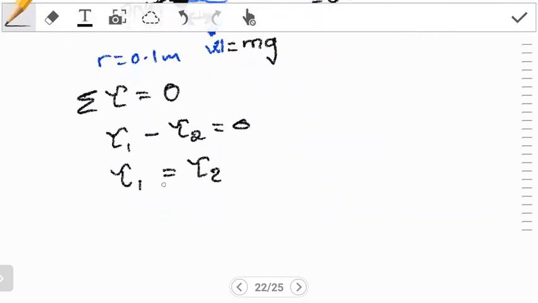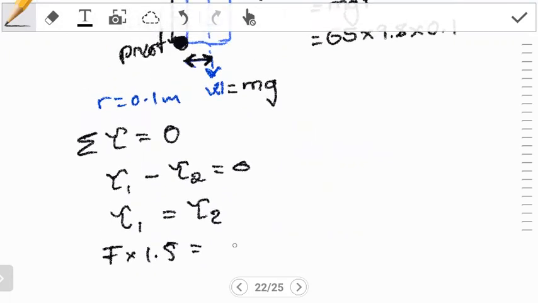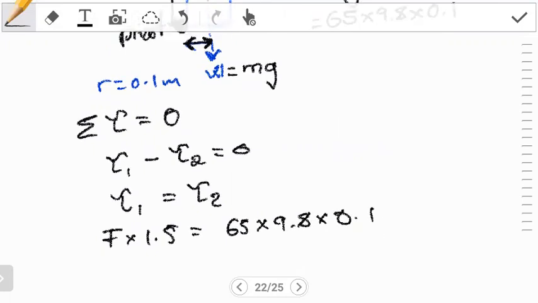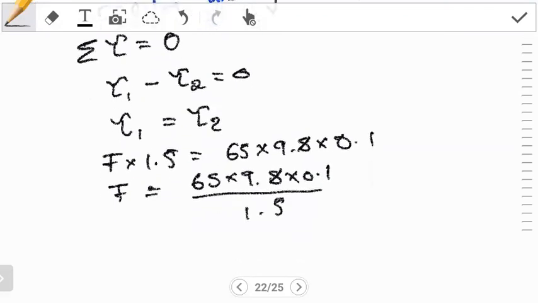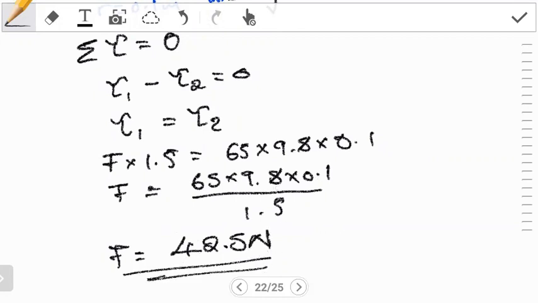So in performing our substitution, what we have is F multiplying 1.5 equal to torque 2, which was 65 multiplying 9.8 multiplying 0.1. So from here, when we divide both sides by 1.5, we get F as 65 times 9.8 times 0.1 divided by 1.5. And this reduces to give us F as 42.5 newtons.